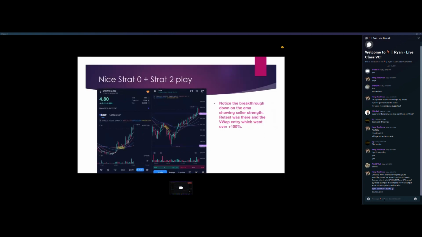Nice strat 0 plus strat 2 play. All right. Strat 0, EMA, SPY. Strat 2, VWAP, SPX. This is puts, by the way. You can see that it says puts. So notice the breakthrough down on the EMA showing seller strength. Right here, we get the breakdown. So probably around here, I'm like, okay, I'm watching puts.